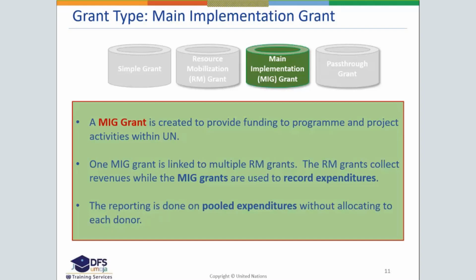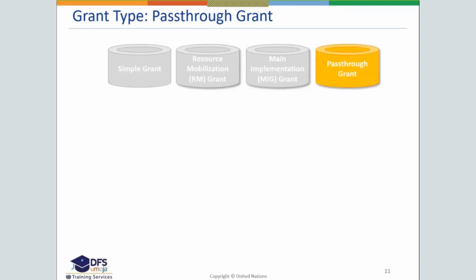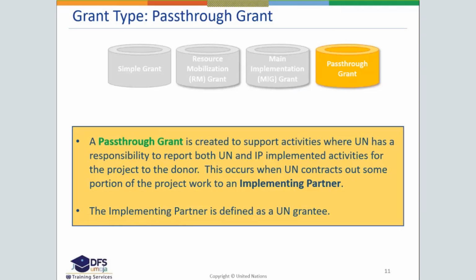I hope this one is clear, and let's go to the last type of grant, the pass-through grant. This grant is used when we have an implementing partner involved in this grant, one or many. We will have one P grant per implementing partner, and this implementing partner is defined as a UN grantee. So these are the 4 types of grants. I hope everything is clear. We will do an exercise together later on to check if you properly understood each type of grant.